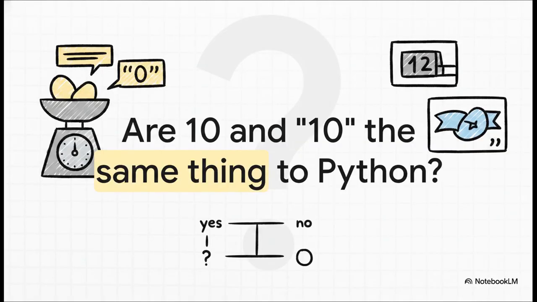But before I let you go, let's put this metaphor to the test with a quick trick question. Take a look at these 2 variables. We have ingredient A equals 10 and ingredient B equals 10 in quotation marks. Are these 2 things the exact same to Python? Really think about our smart scale here. And specifically, think about that sticky label tape we just talked about. How would the scale react to these 2 inputs?